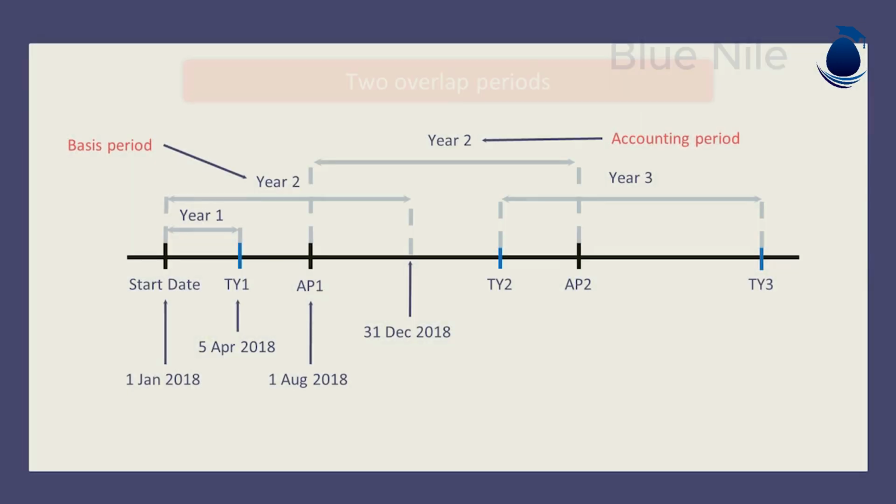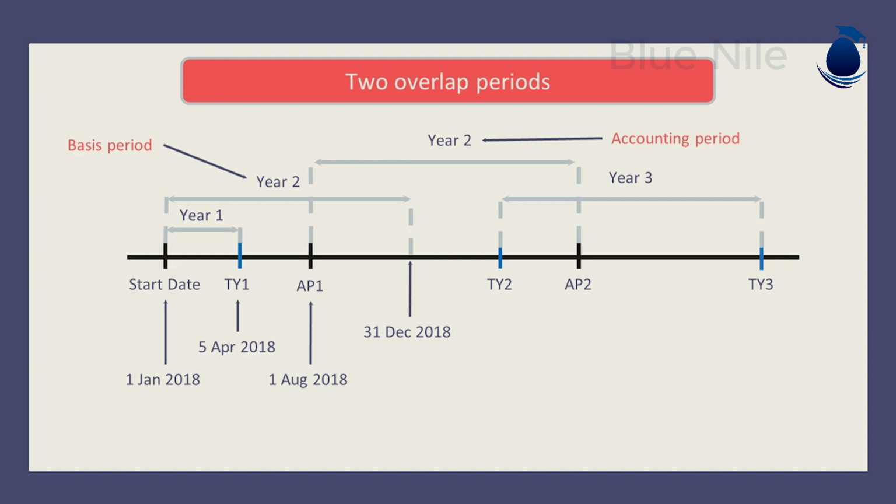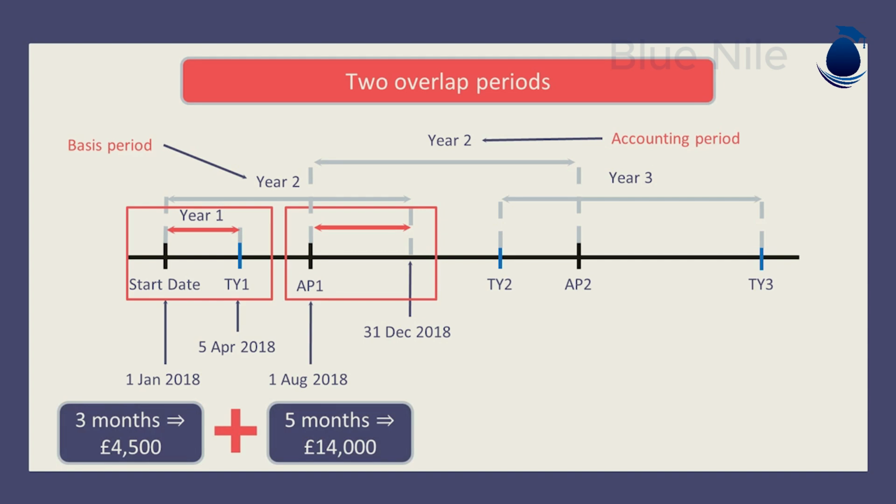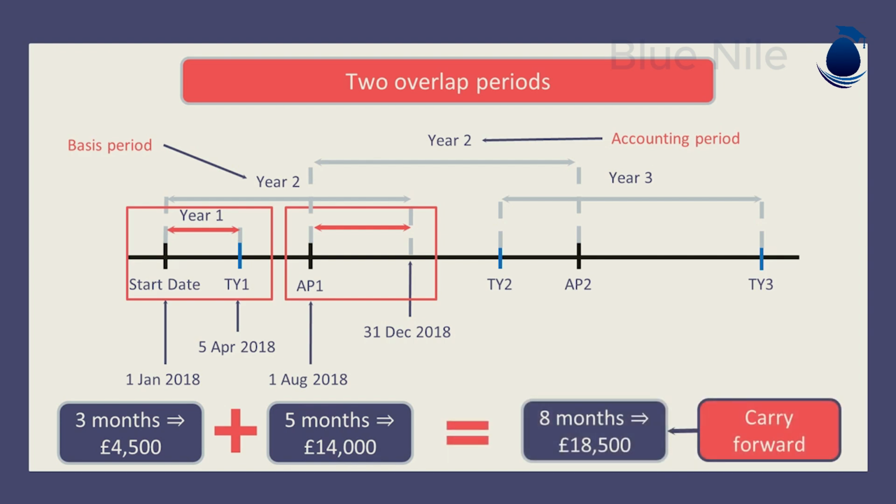This time you'll see that there are 2 overlap periods. The period the 1st of January 2018 to the 5th of April 2018, and then the 1st of August 2018 to the 31st of December 2018. These have both been included twice as shown by the 2 arrows covering these periods. The overlap period here then is the first 3 months included as income for 2017-18 and 2018-19 of £4,500, and then the 5 months between August and December 2018 of £14,000. So we carry forward total overlap profits of 8 months and £18,500.